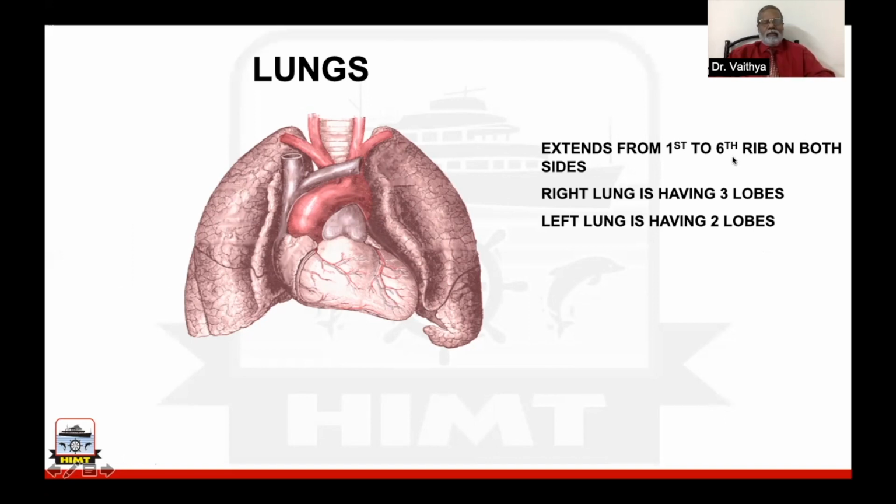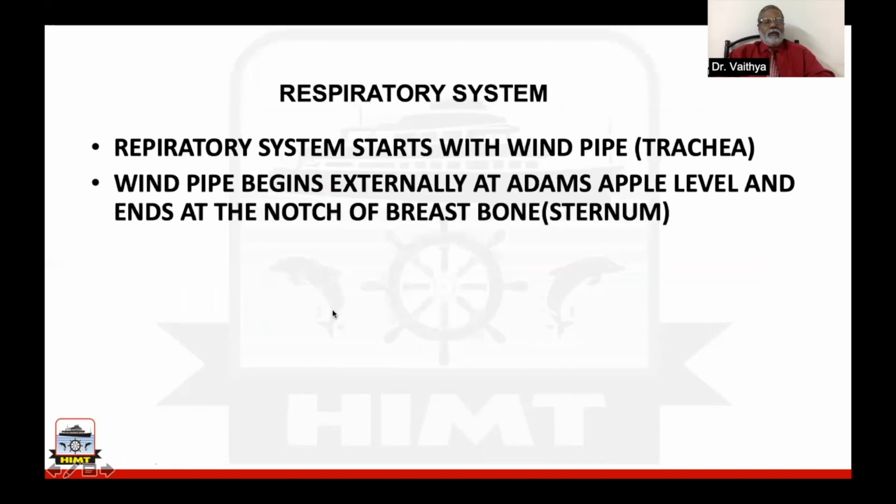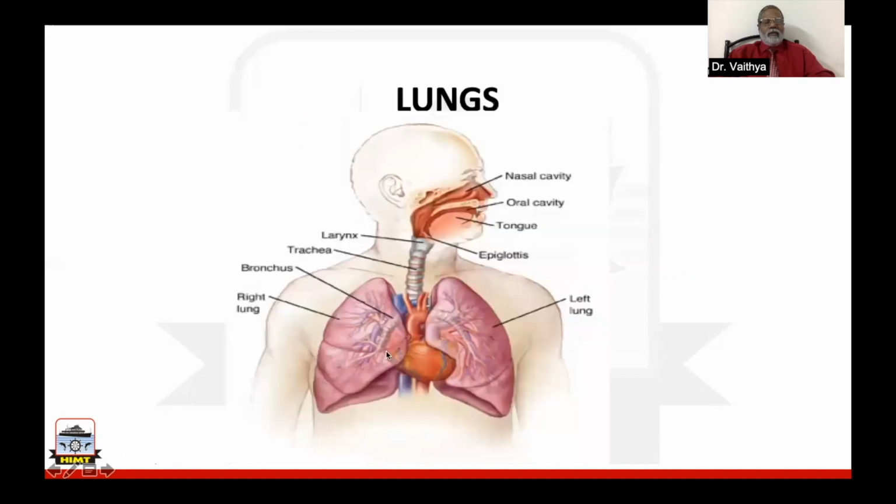Little bit, not much. So here, the right lung has three lobes: lobe 1, lobe 2, lobe 3. The left lung has two lobes, lobe 1 and lobe 2. This is how the heart is placed in the center. In this slide also, you can see the exact position of the heart in between the pair of lungs.